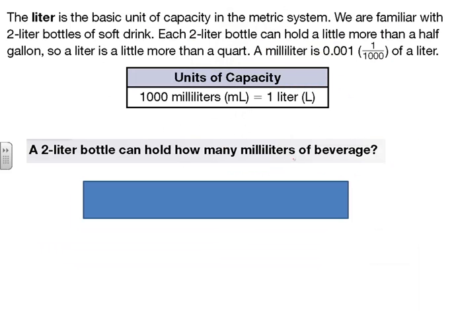All right, let's take another look at another one. The liter is the basic unit of capacity in the metric system. We use this for liquids. We're familiar with 2-liter bottles of soft drinks. Each 2-liter bottle can hold a little more than half a gallon. So a liter is just a little bit more than a quart. And when we look at a milliliter, that's 0.001 of a liter. So a milliliter is down the stairs from our base unit. So 1,000 milliliters equals 1 liter. So a 2-liter bottle can hold how many milliliters of beverage?